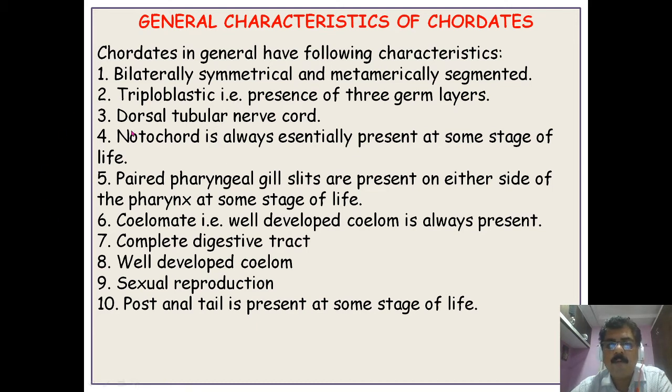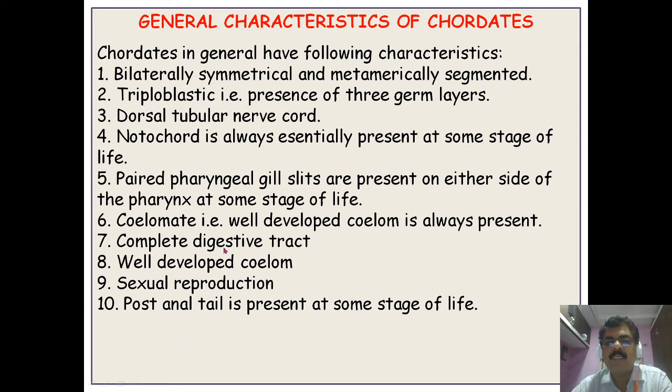Then the three important chordate characters are dorsal tubular nerve cord, then the notochord, and the third characteristic is pharyngeal gill slits. These are the three important chordate characteristics. Then these animals are coelomate, that is, the true body cavity is present, within which all the vital organs are present.